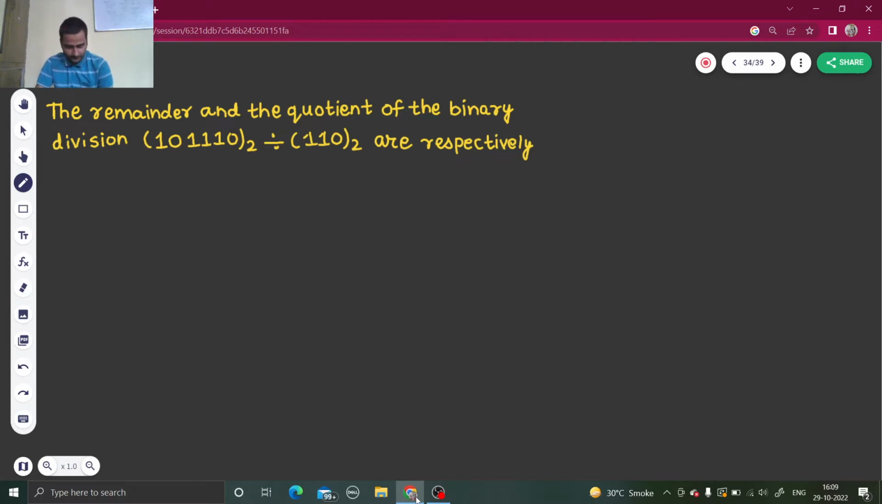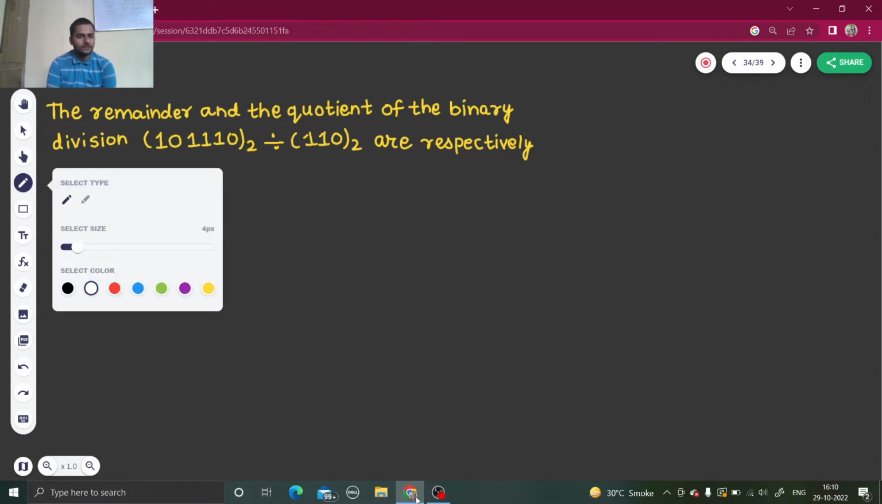As usual, first read the question: find the remainder and the quotient of the binary division. So we have to perform this division and report the quotient and the remainder. We can do this by two methods. First, doing the division in binary only, and then report the quotient and the remainder, which will also be in binary. The second method goes like this: we convert both numbers to decimal, perform the operation, find the quotient and the remainder, and convert those back into binary. The second method looks tedious, but we will do that also.